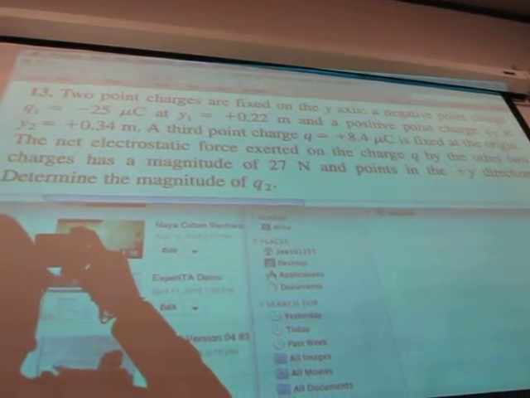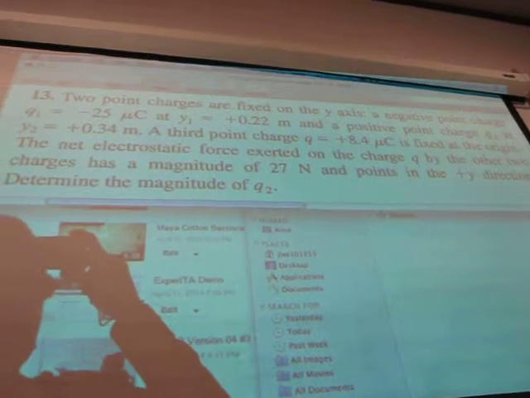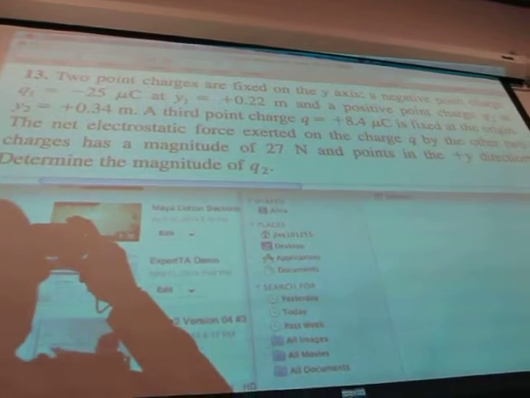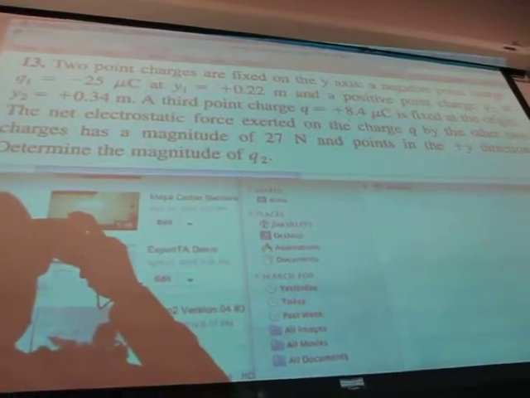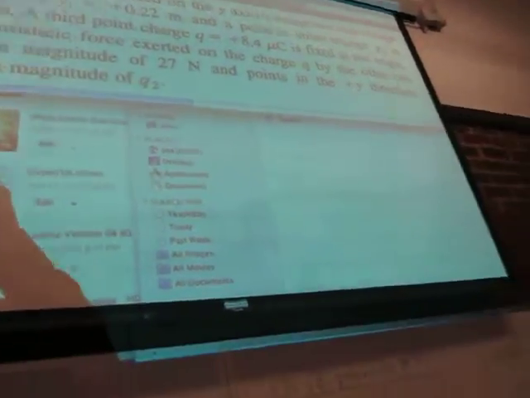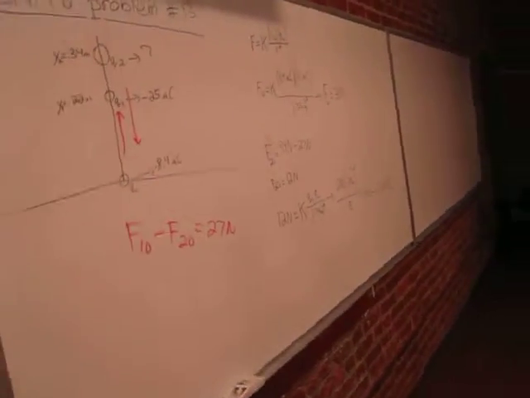The net electrostatic force exerted on the charge Q by the other two charges has a magnitude of 27 newtons and points in the positive y direction. Determine the magnitude of Q2. Okay, so let's put that in your own words.